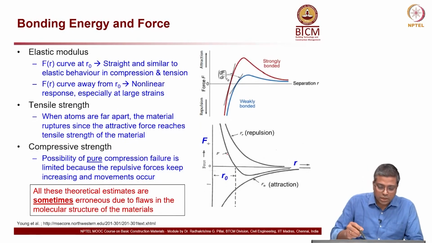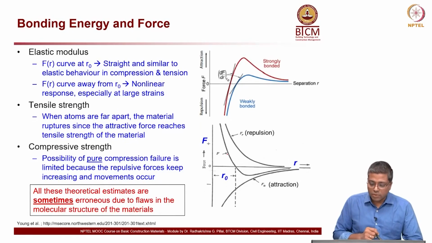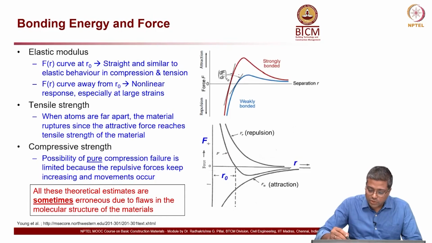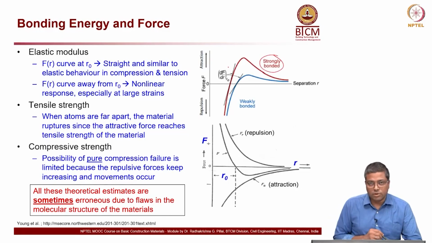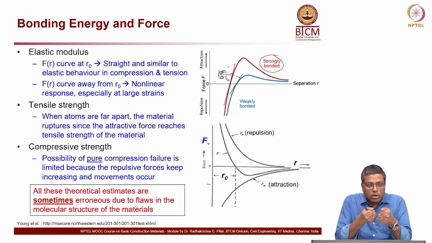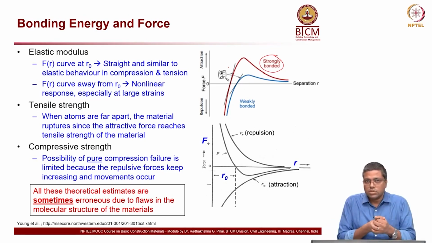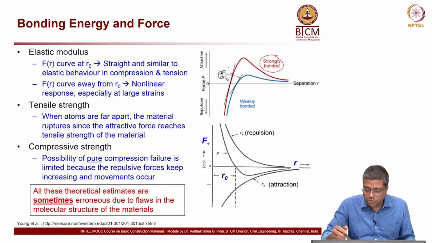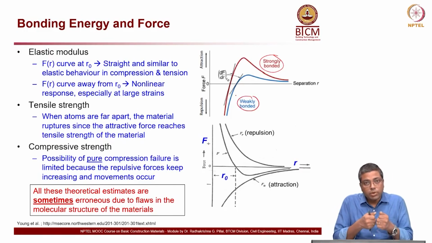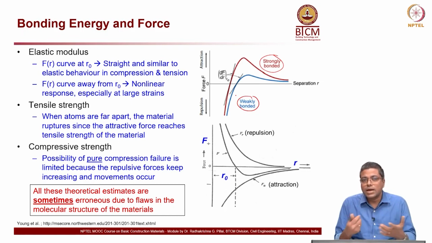Here you can see very clearly on the top right sketch the dF by dr which we are talking about. The slope of the red curve, which is a strongly bonded material, is higher. That means when you try to pull, there will be a lot of force acting against the pulling force. The blue one is a weakly bonded material. That means when you try to pull, the force generated is not as high as in the case of the red one.